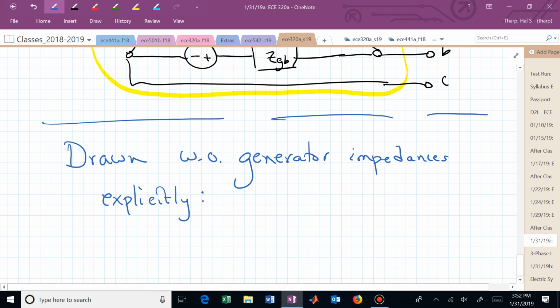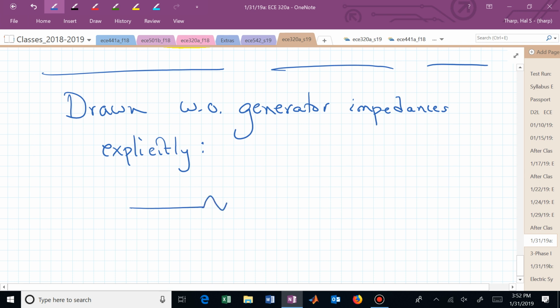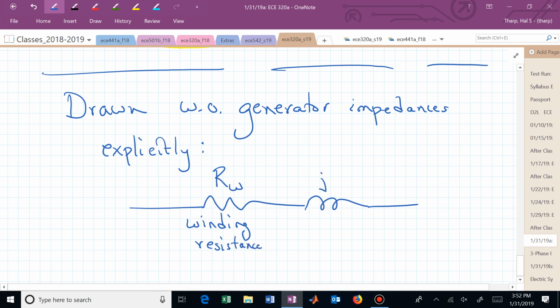But if we did, we might say that we have some impedance and some reactance. So here is now some resistance. Let's say that's R sub W. That's our winding resistance. And we have all of these coils that are wrapped around, look like an inductor, and so you have some reactance. Here's our winding reactance.